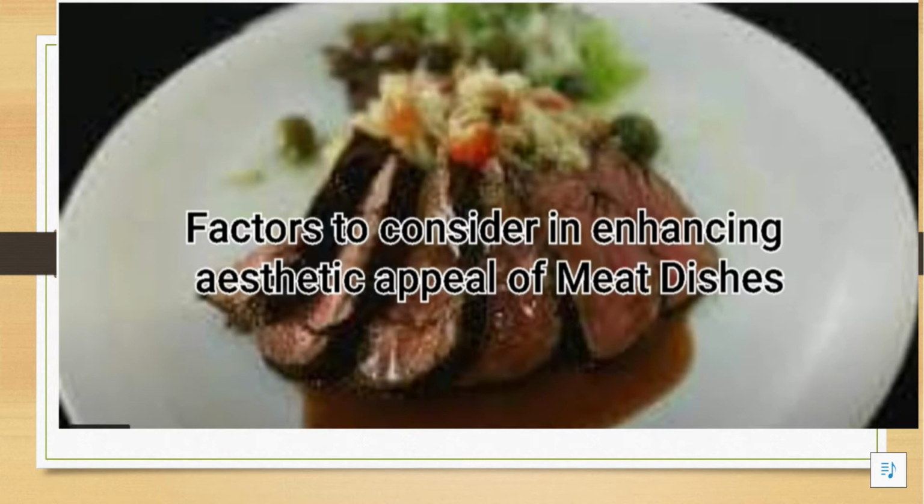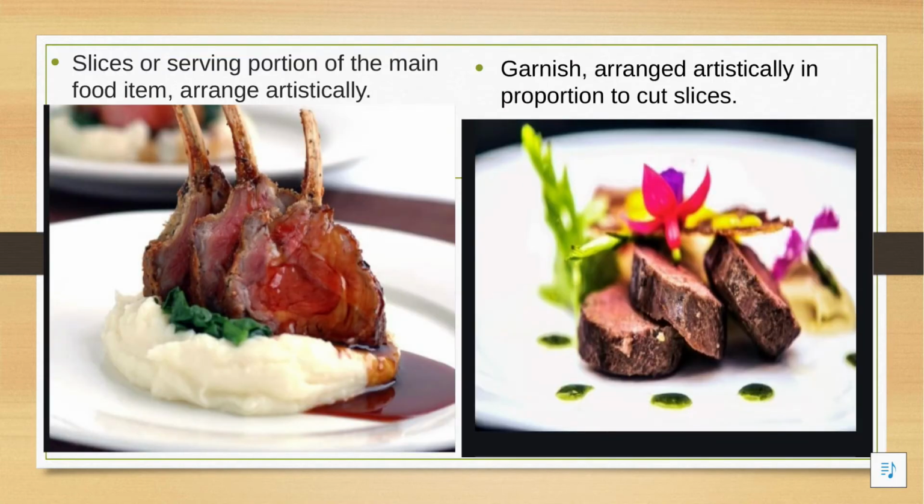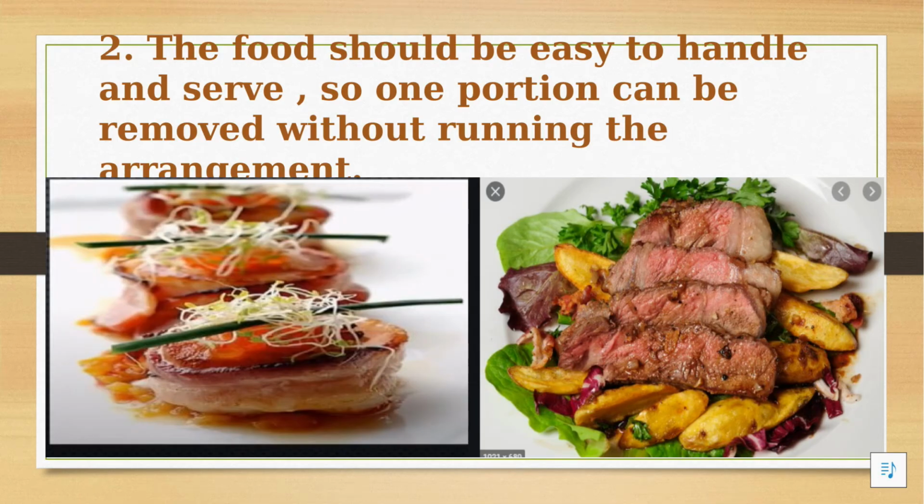There are the following factors to consider in enhancing aesthetic appeal on meat dishes. Number 1. Presentation must have 3 elements. Centerpiece, may be an uncut portion of the main food. Slices or serving portion of the main food item arranged artistically. Garnish arranged artistically in proportion to cut slices. Number 2. The food should be easy to handle and serve, so one portion can be removed without ruining the arrangement.